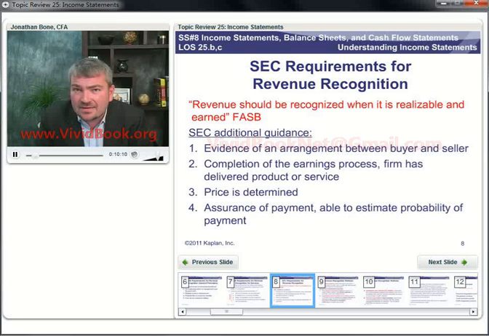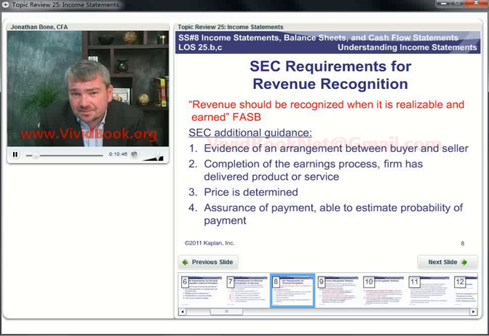First of all, there's an evidence of an arrangement between the buyer and the seller. It could be a sales contract, it could be an invoice, it could be a shipping note indicating the goods have been shipped. Also, notice there should be completion of the earnings process, i.e. the firm has actually shipped the goods or completed the service. The price is determined, so we know what the price is, we can put a dollar value. And then the final one, of course, is the customer is likely to pay, so we've got assurance of payment. And of course, in that case, if we know the price and we know the total cost, we can start to record a profit.